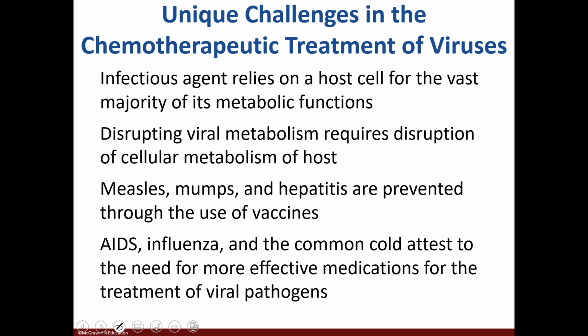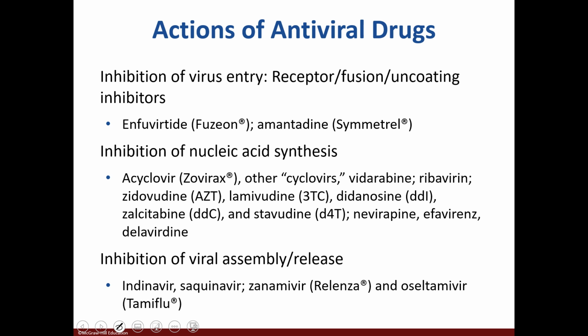Viruses are a bit different. They rely on the host cell, and if we target viral metabolism, we also target metabolism of the host. A lot of viral infections are prevented with vaccinations. The high prevalence of the flu and the common cold show the need for the development of more antivirals. There are three major modes of action for antivirals. They include inhibiting the virus from entering, preventing synthesis of nucleic acids, and preventing the assembly and release.